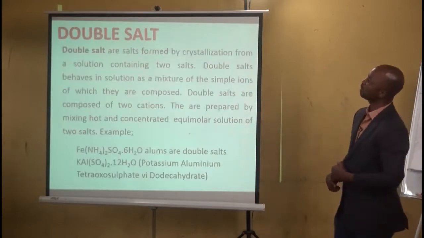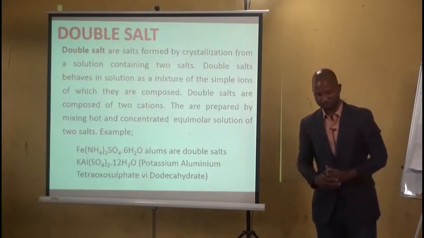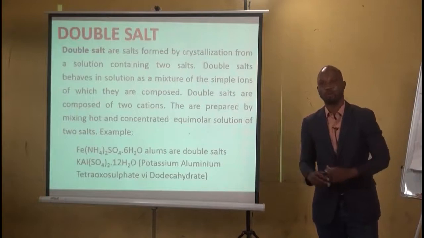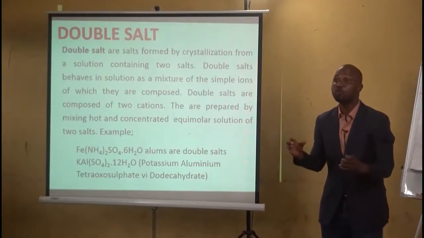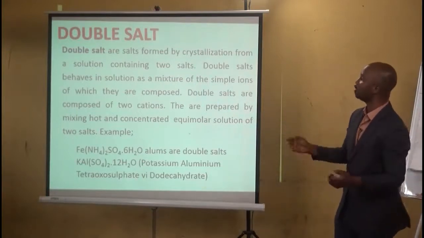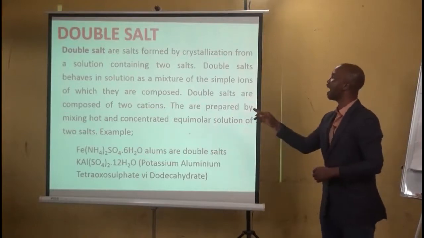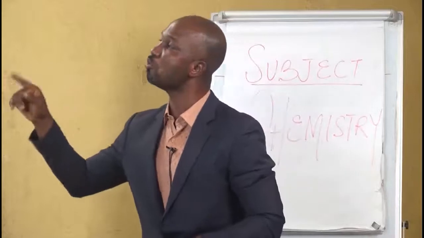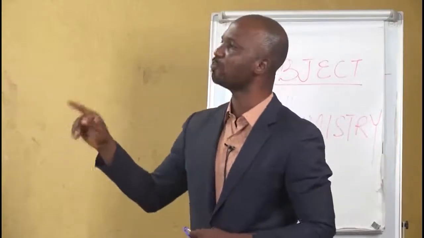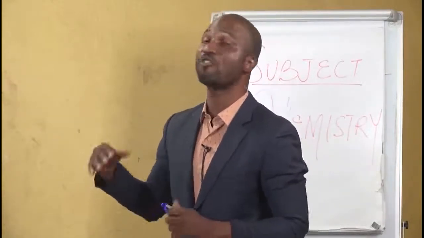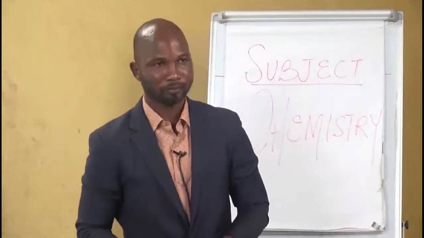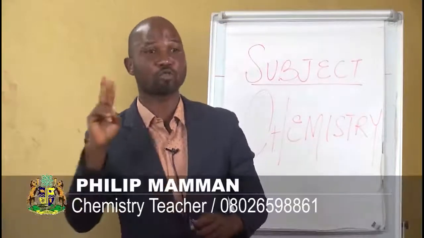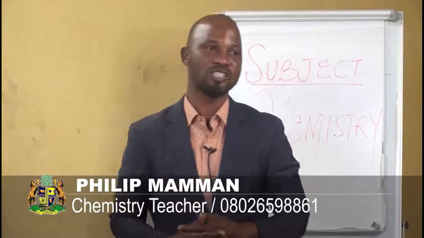Now, after basic salt, we have double salt. Like the name implies, double. A double salt is made up of two simple salts. Double salts are formed by crystallization from a solution containing two salts. Double salts behave in solution as a mixture of simple ions. Now, these double salts have two cations, as you are going to see later.